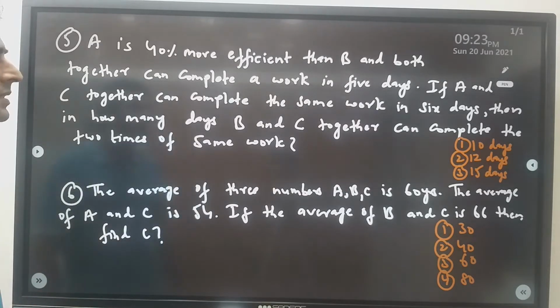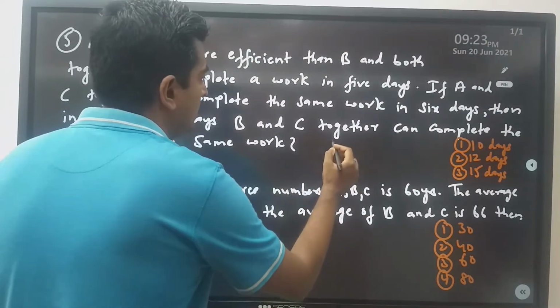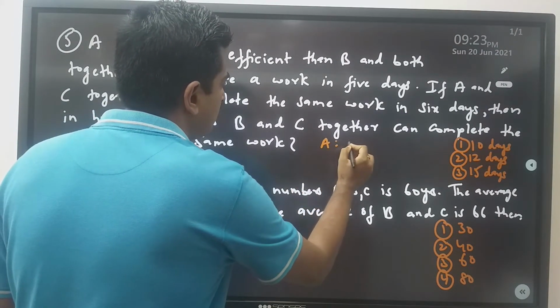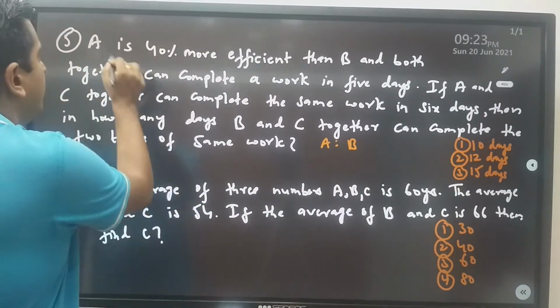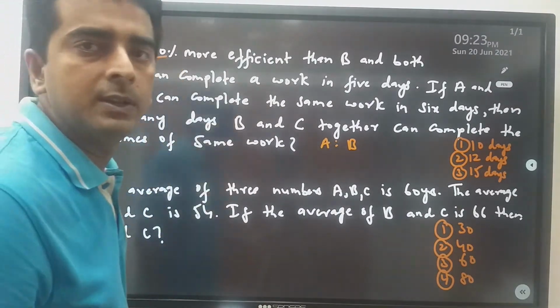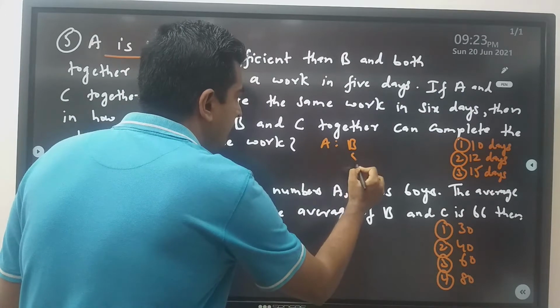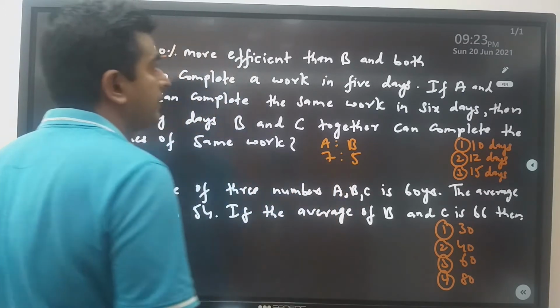A is 40% more efficient than B. So what is the efficiency ratio of A and B? Who is more? A is more. 40% as a fraction is 2 by 5. If B is 5, A is 7.